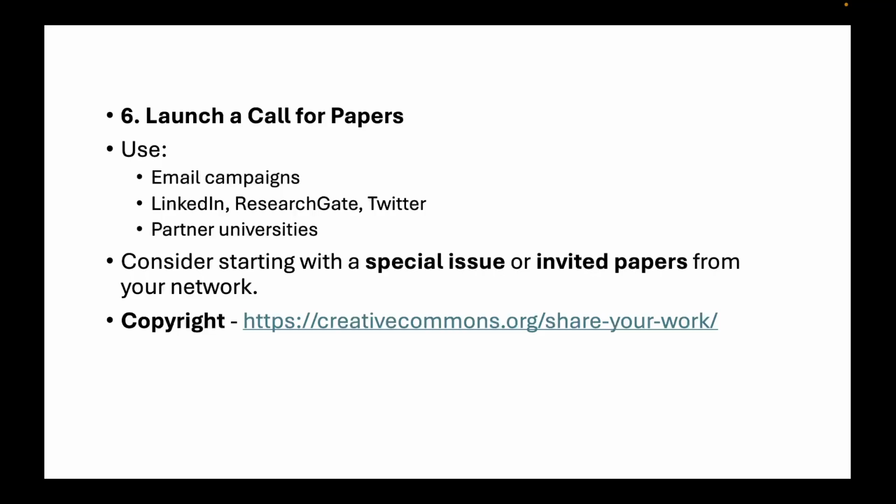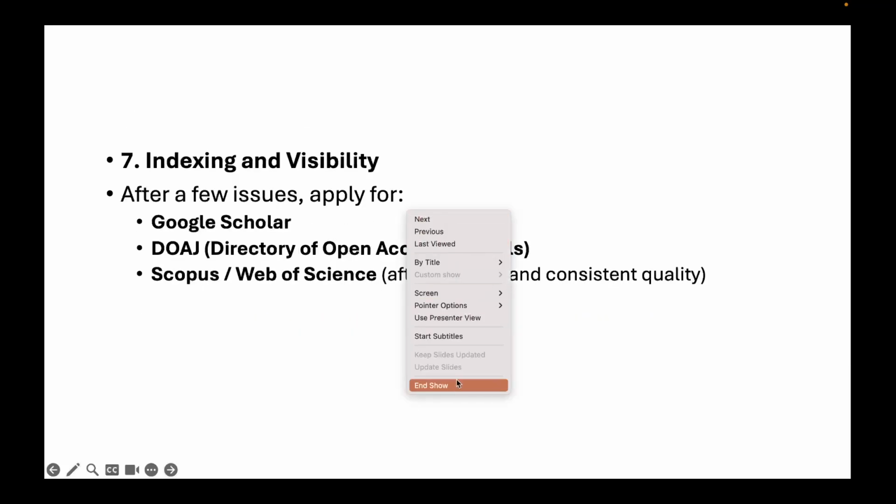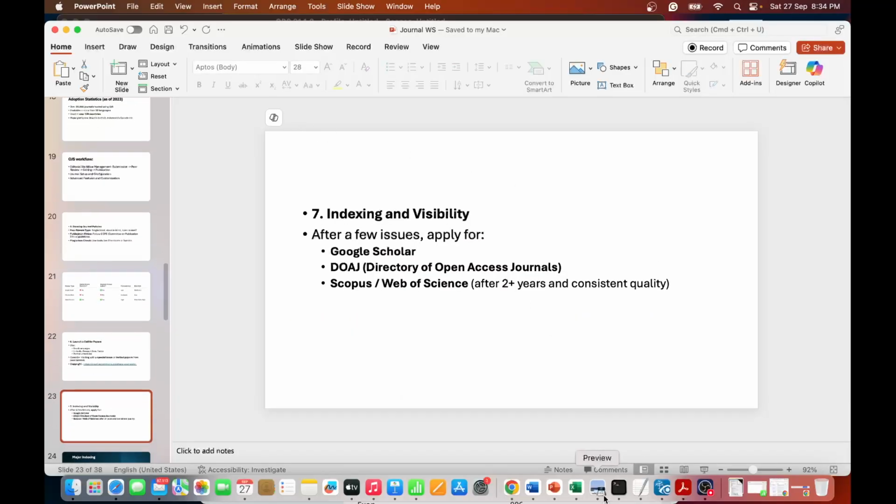But you can email your friends, colleagues, all these people who are in your collaboration, you can just go for email campaigning. And partner universities, you can collaborate, so that you will get the initial papers. Getting papers is a bit tougher, and to start, you can start with a special issue, or invite papers for a special issue in your network, and so that you can create a common license. I have already discussed that. Indexing we will discuss tomorrow. So all these things we have already discussed.